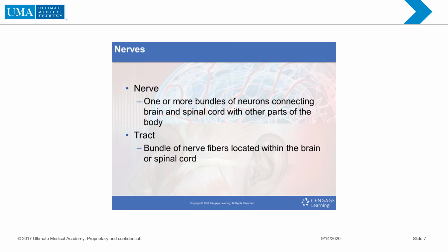Now, with the tract, we have two types. We have an ascending nerve tract, and this carries our nerve impulses toward the brain. And then we also have a descending nerve tract, which would be the opposite, carrying those nerve impulses away from the brain.